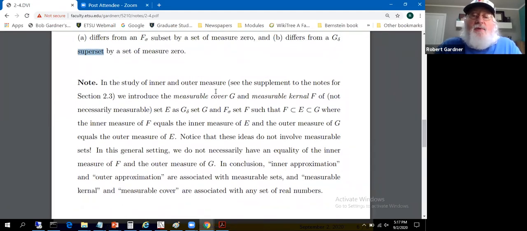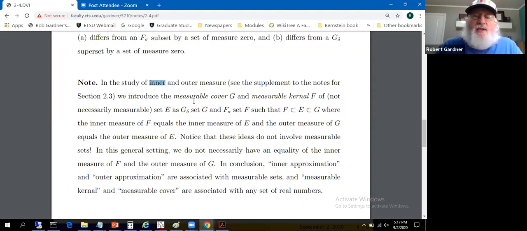In the study of inner and outer measure, there's a supplement that goes into some detail. We mentioned it in passing when we developed measure. The inner measure part we dealt with in passing. The outer measure part we dealt with in great depth. But there's a supplement that talks more about inner measure.